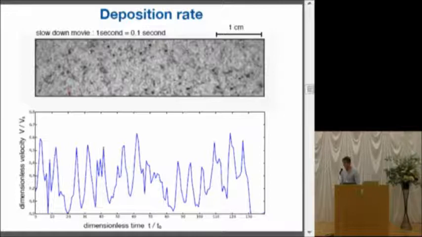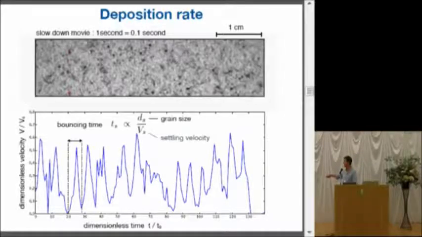Now, looking carefully at this data, we see that this characteristic bouncing motion involves a characteristic bouncing time, which actually scales as the grain size divided by the settling velocity. In practice, it's of the order of 10 times the grain size divided by the settling velocity.